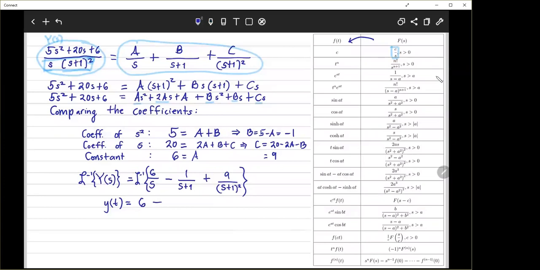Okay. So let's look at our table. Hanap tayo ng s minus or plus some constant. Okay. And ito yung makikita natin. 1 over s minus a. The inverse Laplace of 1 over s minus a is e raised to at. Meron tayong s plus 1. So we need to take a to be negative 1. So therefore, the inverse Laplace of 1 over s plus 1 is e raised to negative 1 times t, or e raised to negative t.